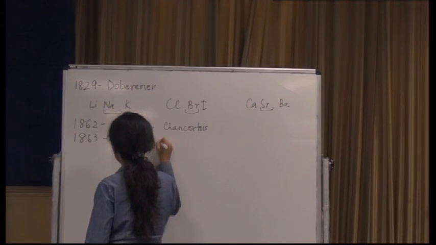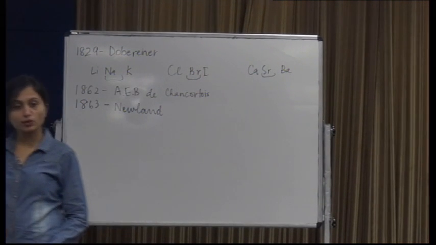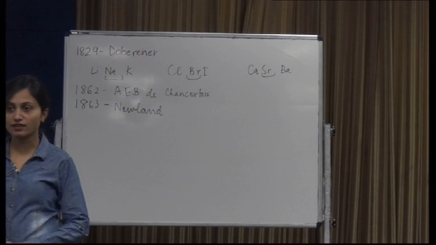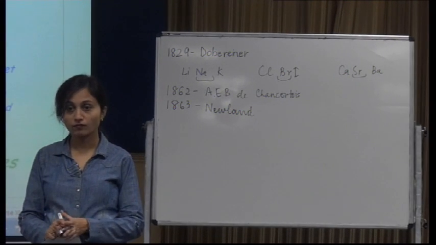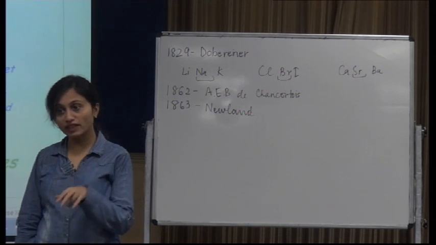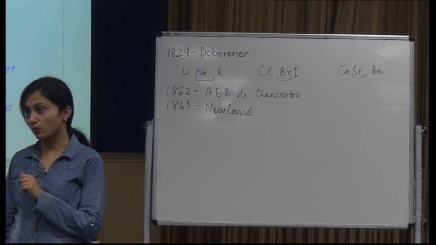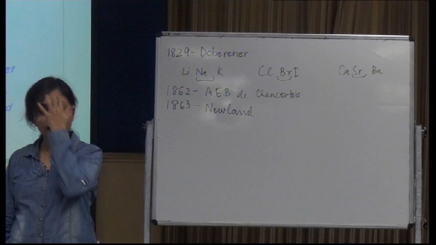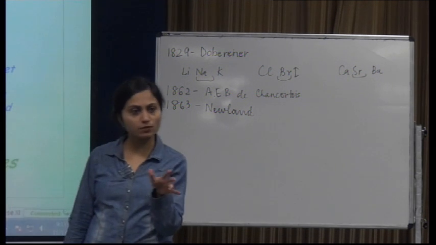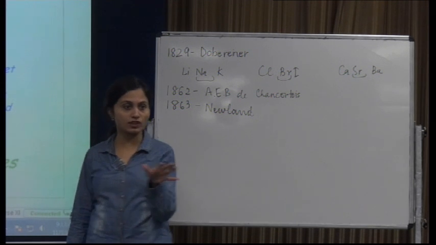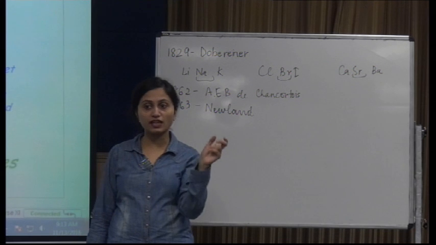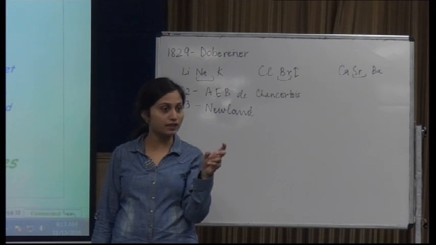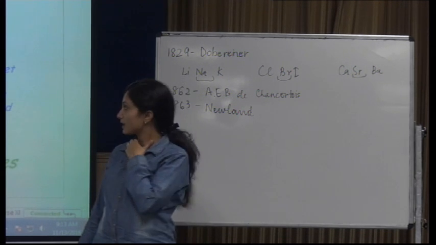Acha, what were the problems with Newlands' periodic table that he had actually given? The problem was it was only applicable up till calcium. The other problem was that he did not give any scope for newer elements, right? That was also one of the limitations of his periodic table. And in some of the cases the positioning of the elements was also not properly fit, right? That was also another thing.